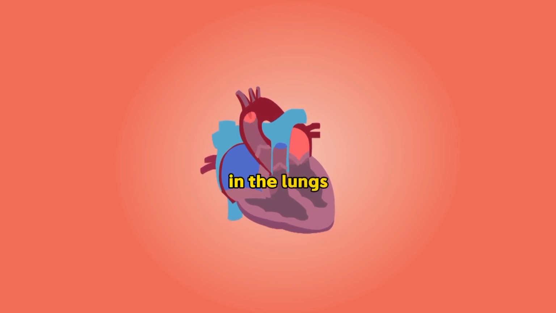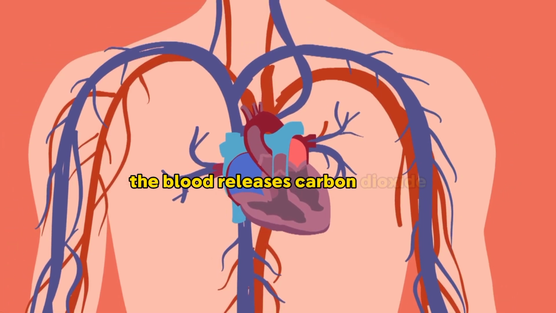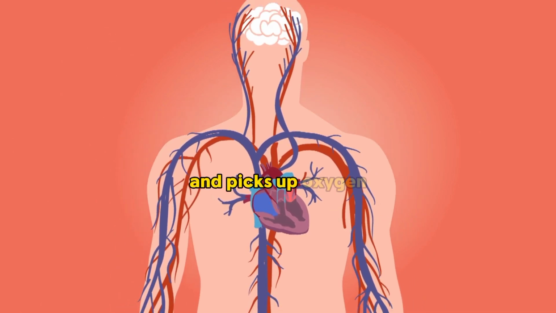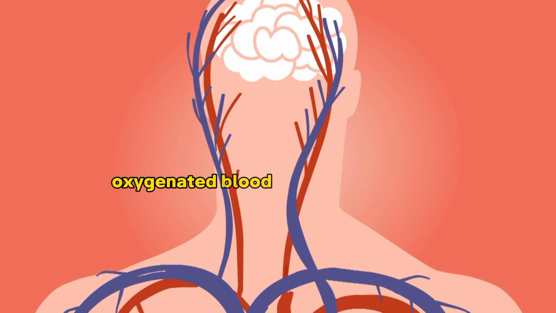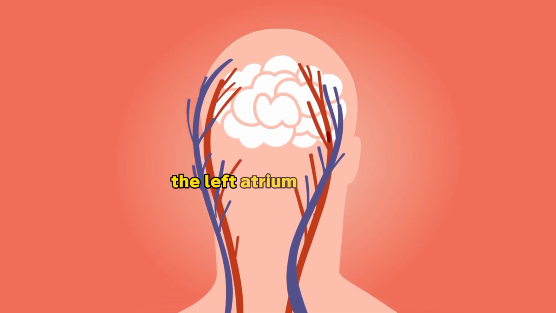In the lungs, the blood releases carbon dioxide and picks up oxygen, becoming oxygenated. Oxygenated blood returns to the heart via the pulmonary veins, entering the left atrium. The left atrium contracts, forcing blood through the bicuspid, or mitral, valve into the left ventricle.